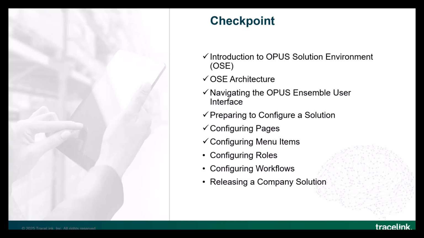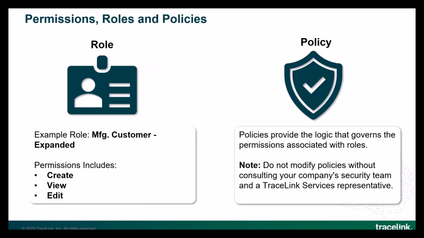Next, we'll look at configuring roles. Users' access to data and operations in a solution is controlled by permissions, roles, and policies. Each of these elements is defined separately, but all three work together to control the level of access, protect your data, and meet your company's security standards. Permissions govern what a user can and cannot do inside Opus. For example, in Mint, users might have permissions that allow them to view existing purchase orders, edit existing purchase orders, or create a new purchase order.